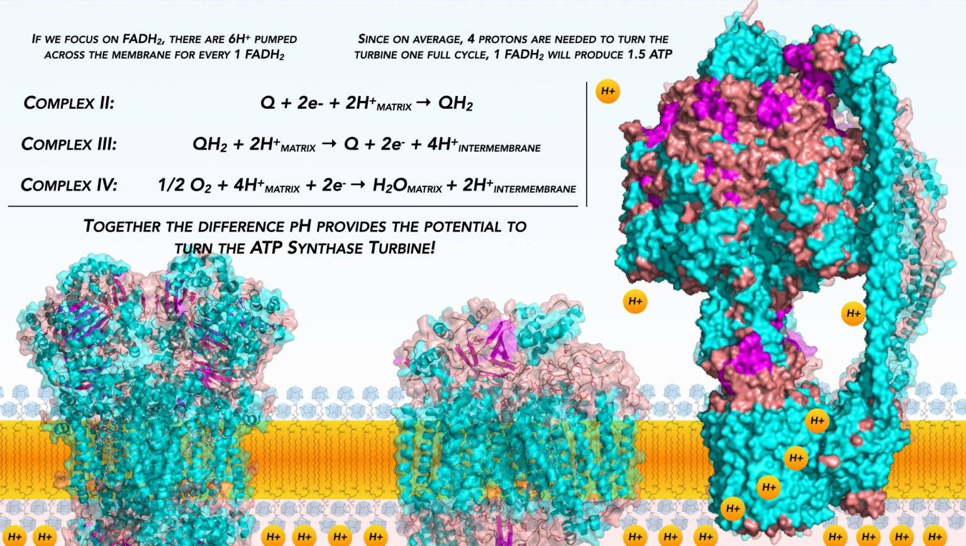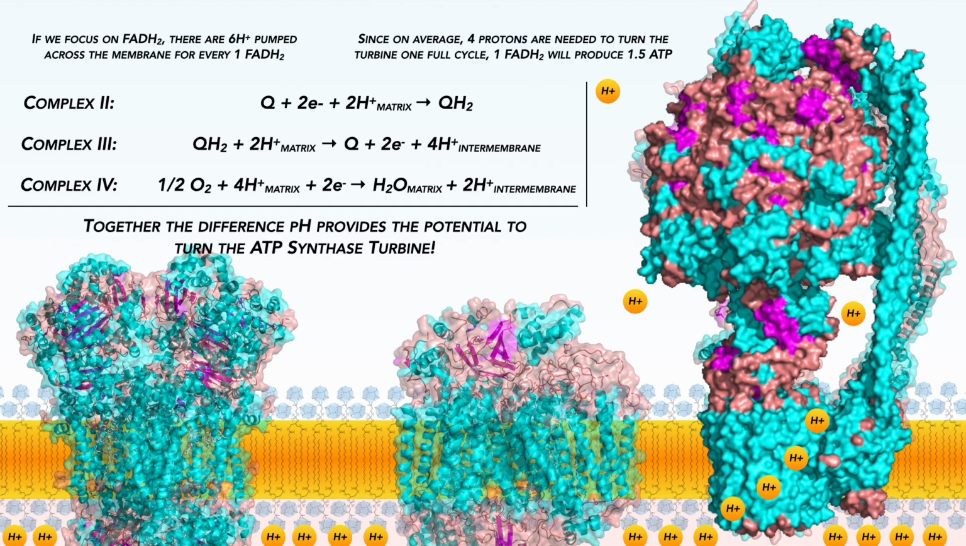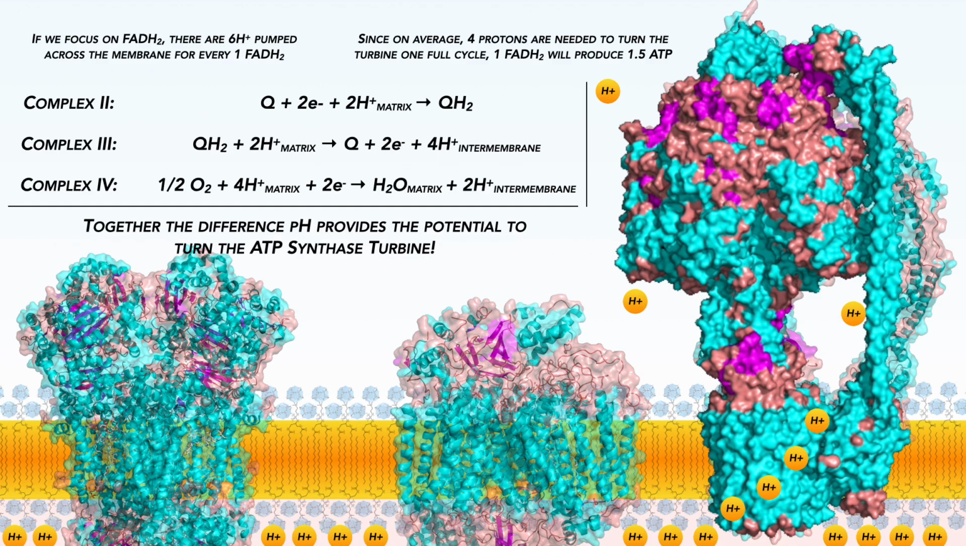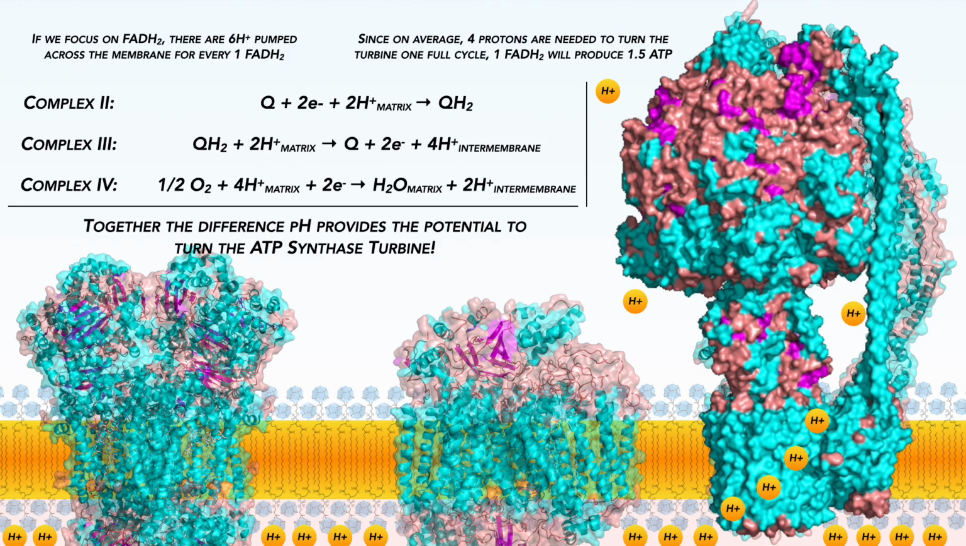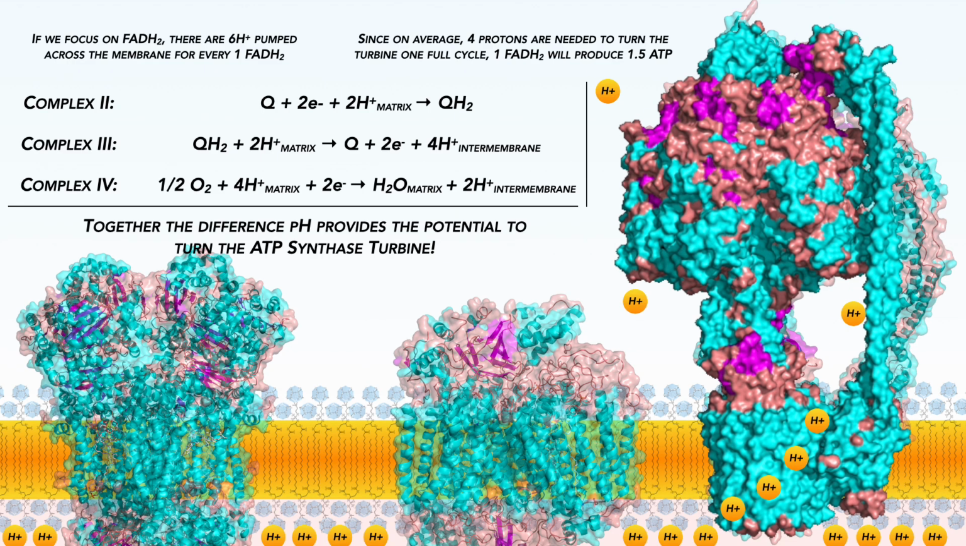Electrons, however, entering through FADH2 bypass complex 1. Consequently, only complexes 3 and 4 contribute to the proton gradient, producing a total of approximately 6 proton equivalents. This corresponds to roughly 1.5 ATP molecules produced per FADH2 oxidized.